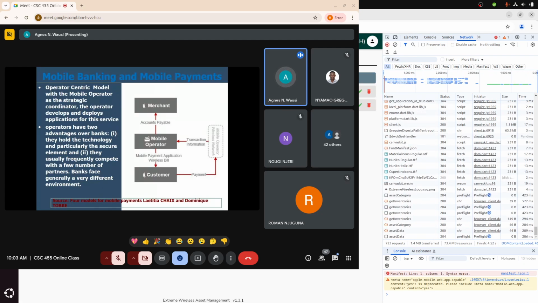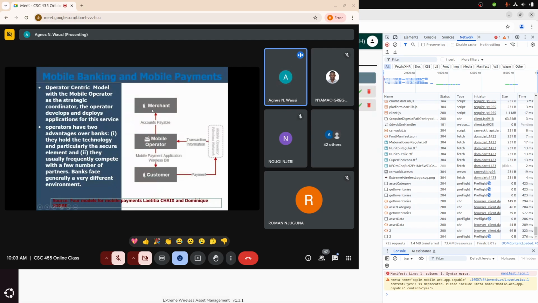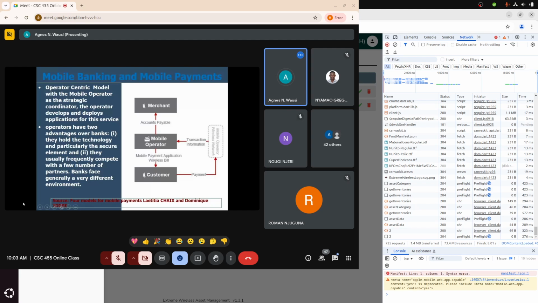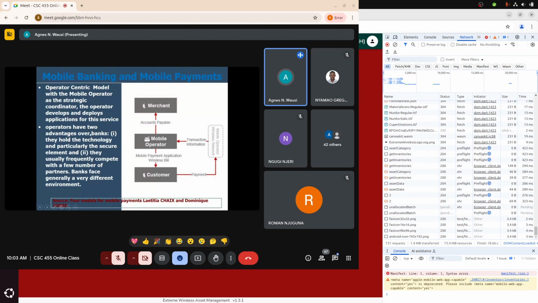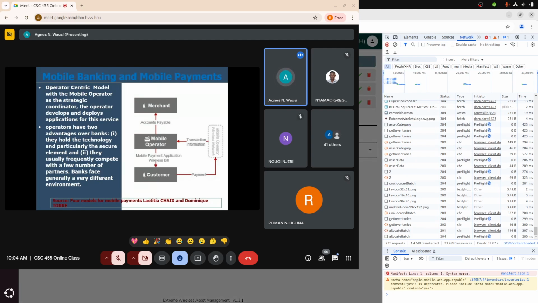So that when you make your payment as a customer through the mobile operator, you transmit it to the operator, and it actually ends up with the merchant. Some of the advantages of these over using the bank: one is that the technology is held by the operator. So you feel the issue of security is addressed because the operator is the one who is enabling it.